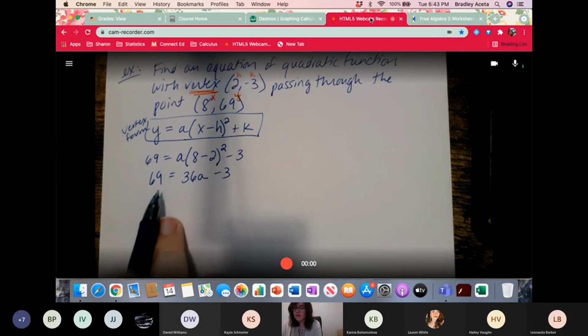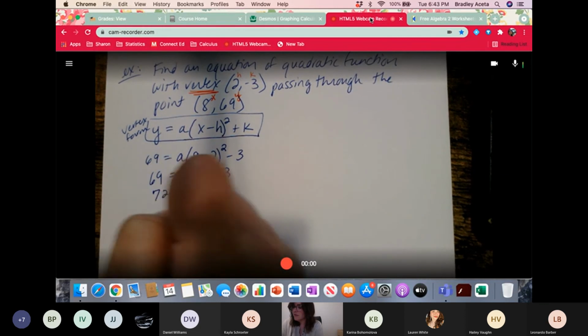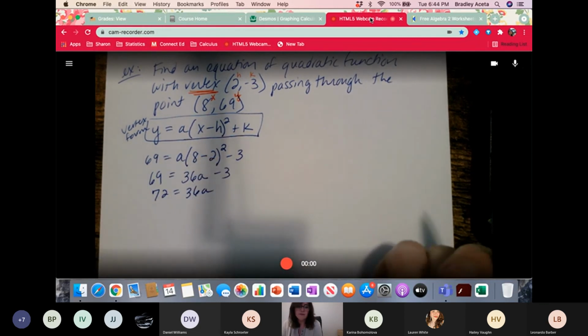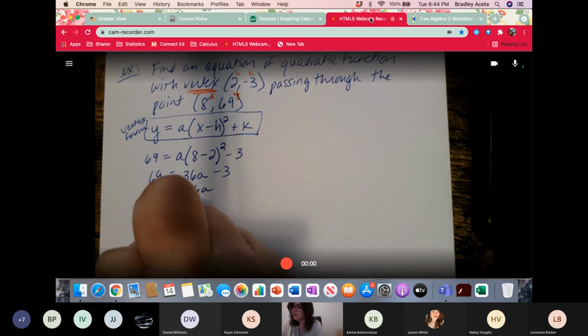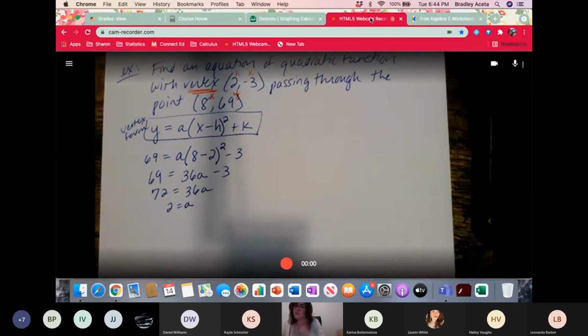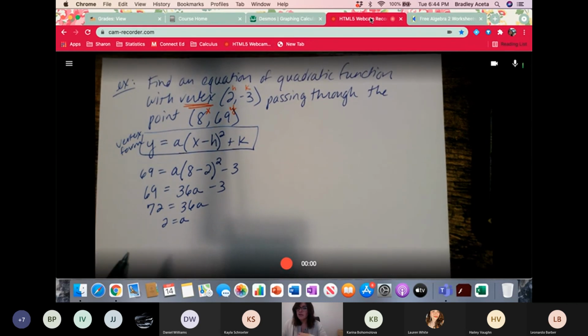Then I'm going to add 3 over. So I get 72 equals 36a. And then divide by 36. A is 2. Now that's not what the question asked for. It didn't say, tell me what a is. It said, find an equation of a quadratic function.